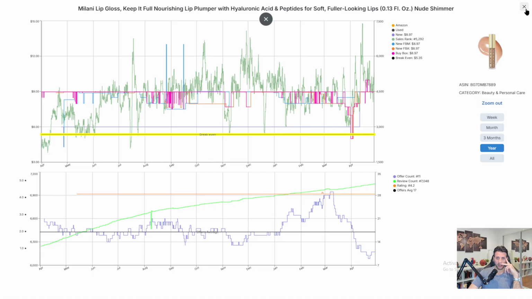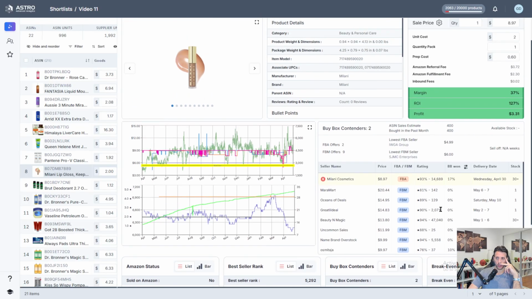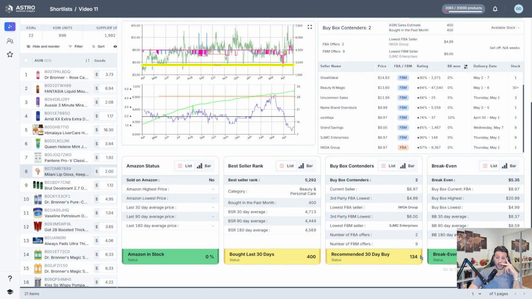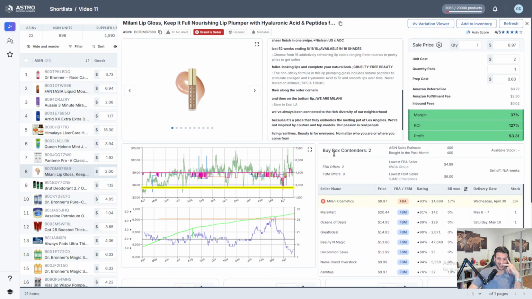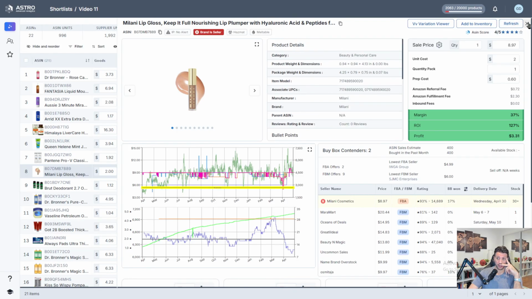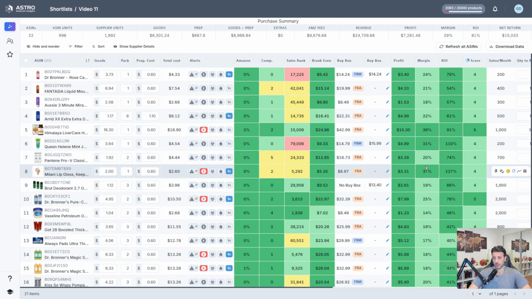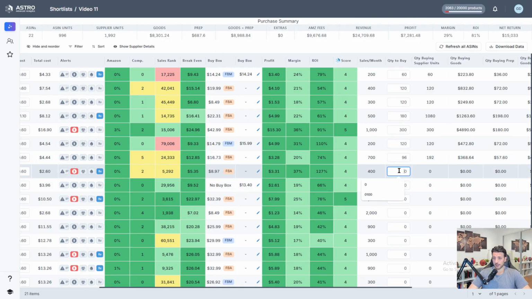Whenever you look at a product like this, always be cautious with how many units you buy. The recommendation is to buy 134, but I would probably only buy around 60, because you never know what happens with products like this. You should always be cautious. So I'm going to go ahead and type in 60 here.